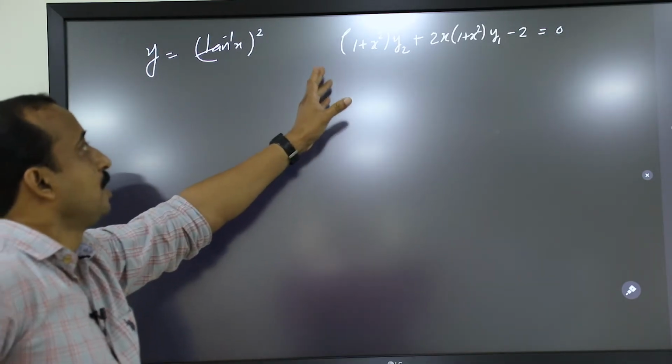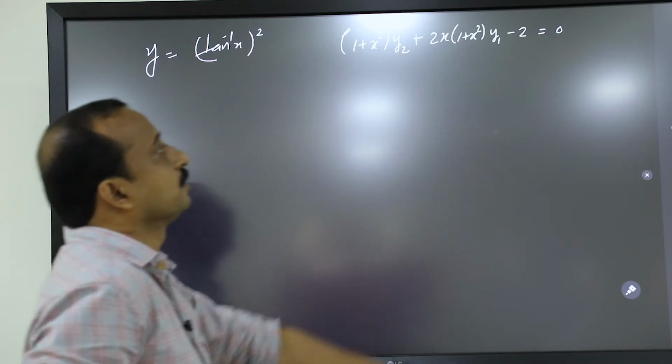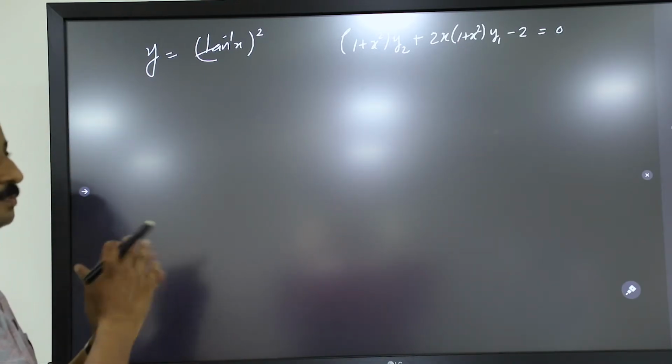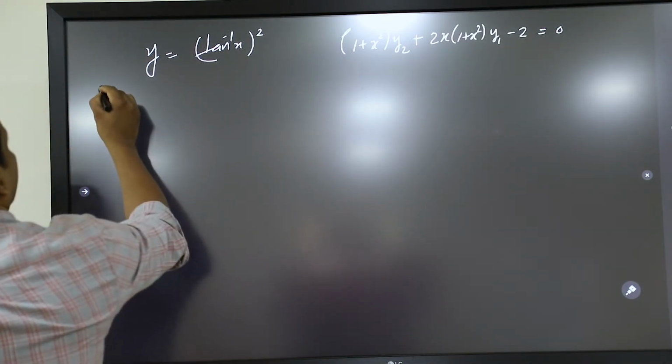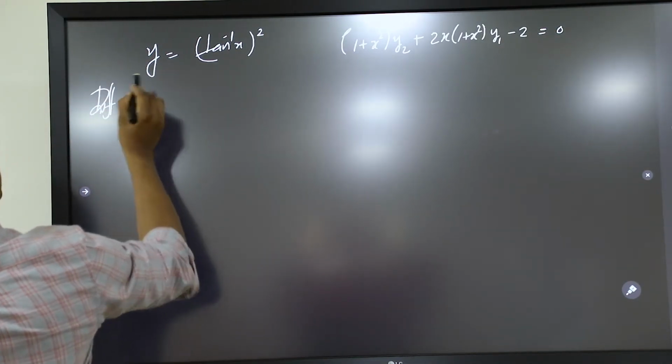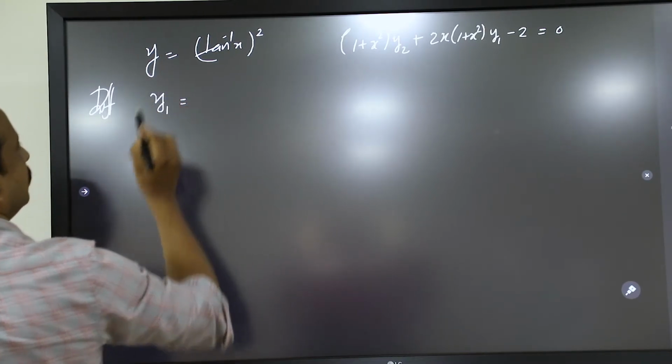Here, what is to be proved? (1 plus x square) the whole square into y2 plus 2x into (1 plus x square) into y1 minus 2 is equal to 0. It's a 4 mark type question. These are very important questions. Now we start differentiating with respect to x, and therefore we get y1 is equal to, this is of the form x square.